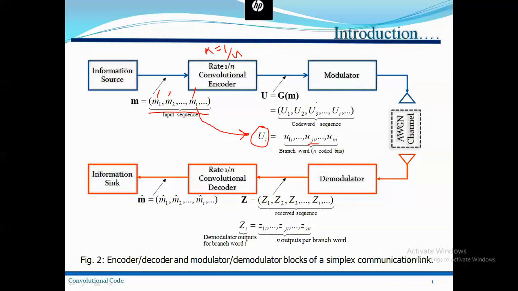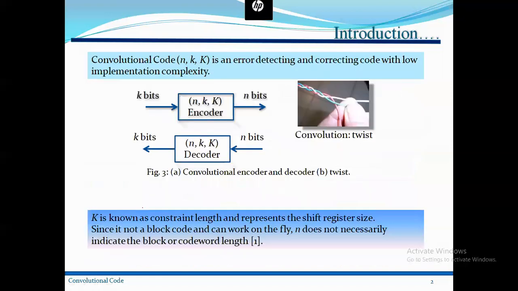After encoding the message, we modulate the signal and send it over the channel. The channel introduces errors, and when it is demodulated, we get the erroneous received sequence. This erroneous received sequence will be decoded correctly by the convolutional decoder, and from that we get the correct message.